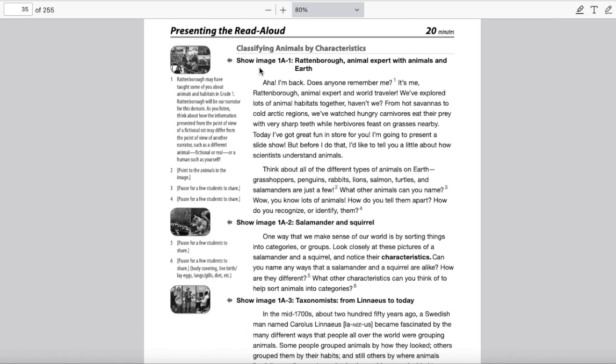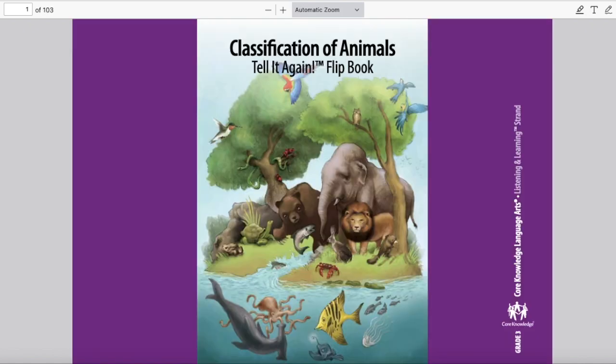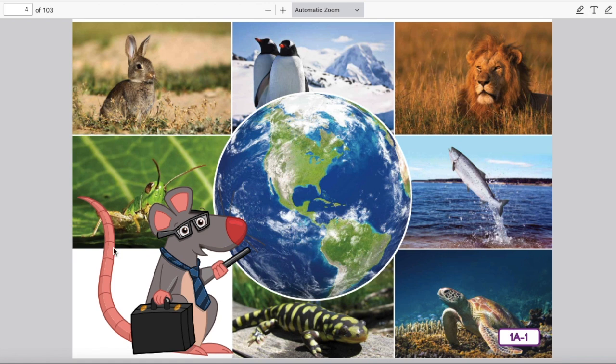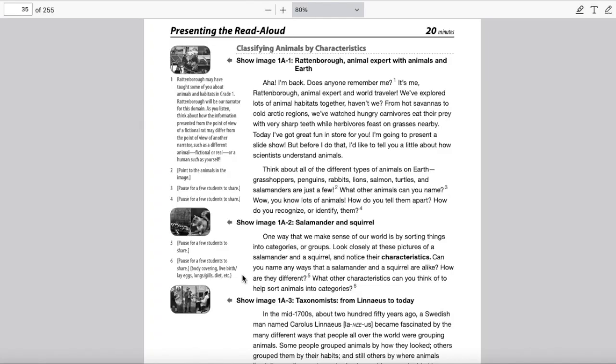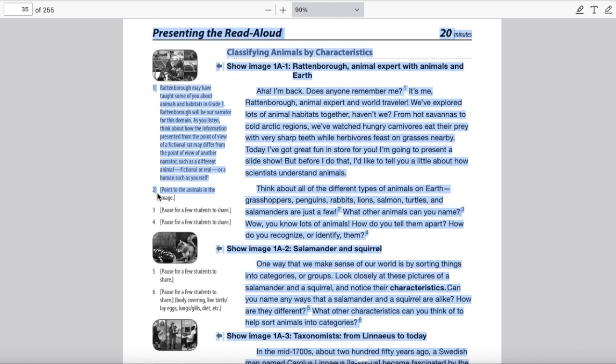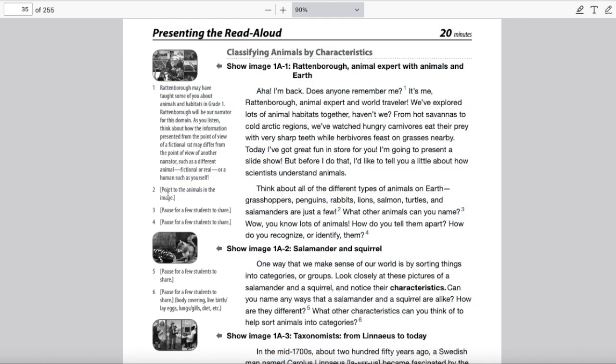So here we are. We have 1A1, just like here, 1A1. They're introduced to Rattenberg, a funny little character that introduces the animals. Just like the other one, this is what you're reading. It's going to have some explanation on the side. It will give you some prompting questions, like if you're talking about a specific animal, point to that animal. Three, what animals can you name? It's giving them opportunities to discuss. You're not just reading something to them and they're sitting there.